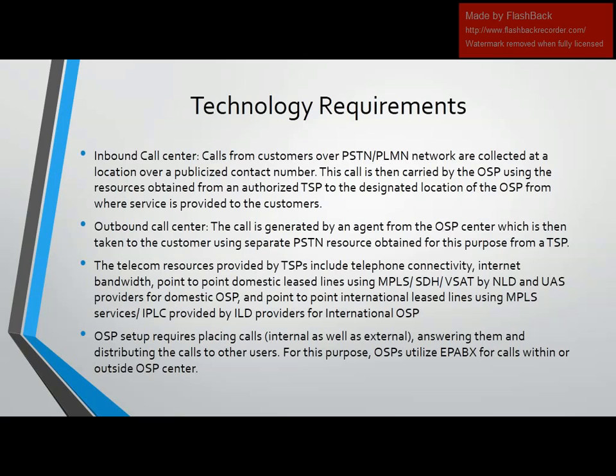OSP setup requires placing calls, internal as well as external, answering them and distributing the calls to the other users. For this purpose, OSP utilize EPBX for calls within or outside the OSP center.